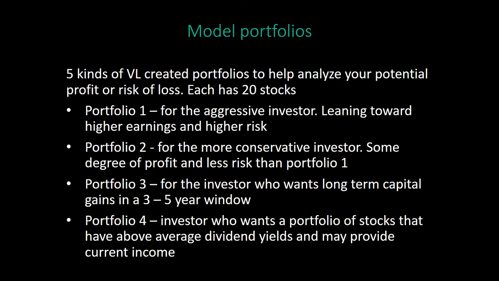And so portfolio one has the highest level of reward and also the highest potential risk. Portfolio two, a bit for the more conservative investor, less degree of profit and less risk. Portfolio three is a person who wants to wait for long-term capital gains in a 3 to 5 year window, which is a longer, slower level of profit. And portfolio four is based on the investor who's looking at above average dividend yields, and they may provide a current income. So Value Line is giving you a way to show a collection of stocks that may reflect how you in general want to trade the market.